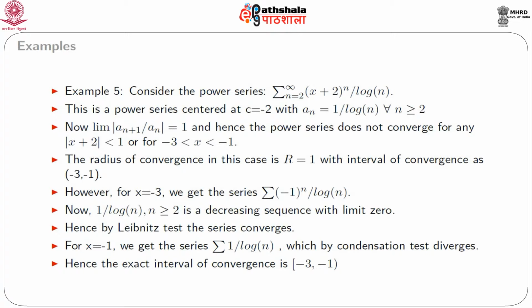However, for x equal to -3 we get the series summation (-1)^n divided by log n. Since 1 by log n is a decreasing sequence with limit 0, by the Leibniz test we find that the series converges. However, for x equal to -1 we get the series summation 1 by log n, which by the condensation test diverges. Hence the exact interval of convergence in this case is -3 to -1, where the point -3 is included in the interval and -1 is excluded from the interval.